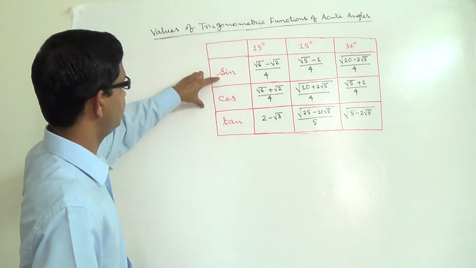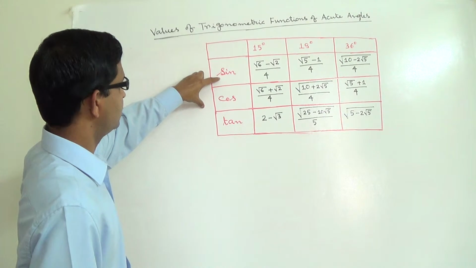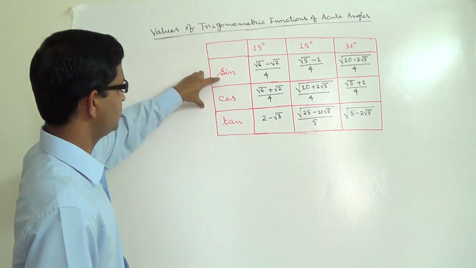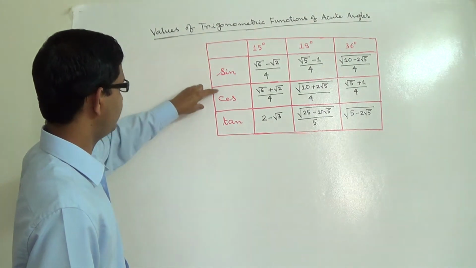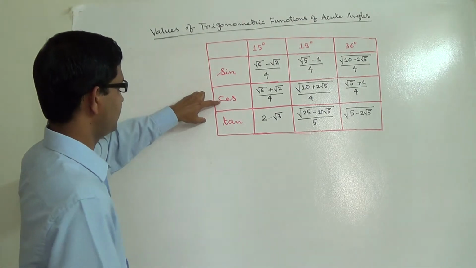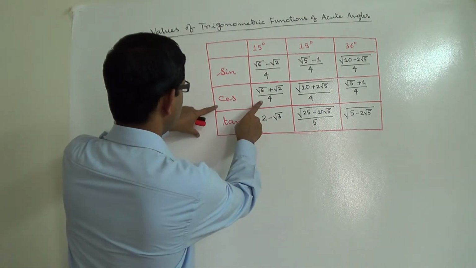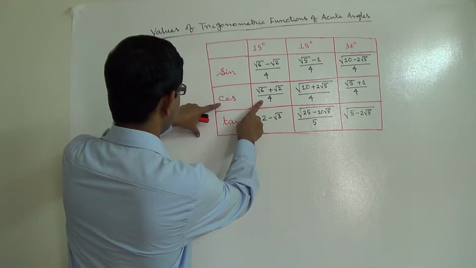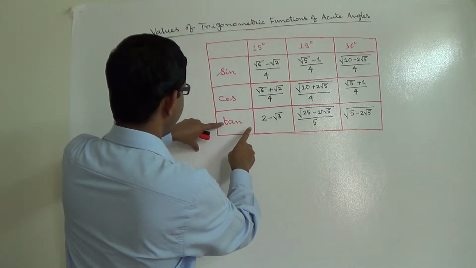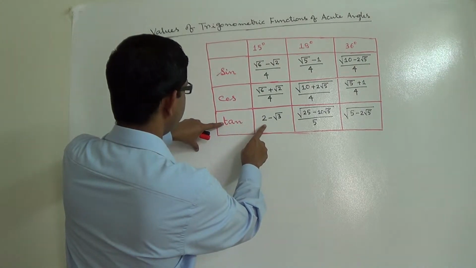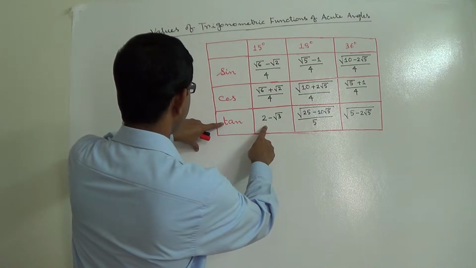The value of sine 15 degree is root 6 minus root 2 by 4. The value of cos 15 degree is root 6 plus root 2 by 4. The value of tan 15 degree is 2 minus root 3.